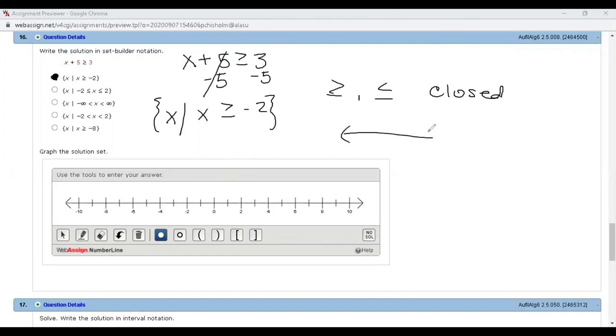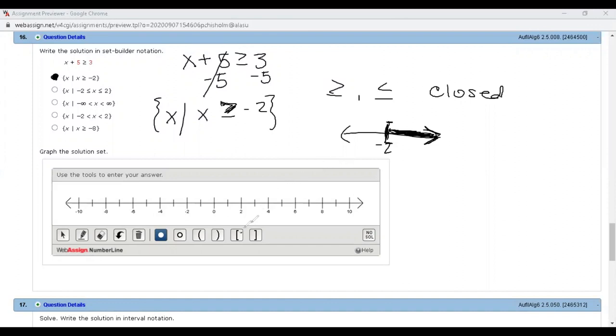So first you can do a small graph of it to get in your mind what it's going to look like. So we know that it's going to go in this direction. So it's going to be shaded this way. And because it's closed, it's going to have a bracket.